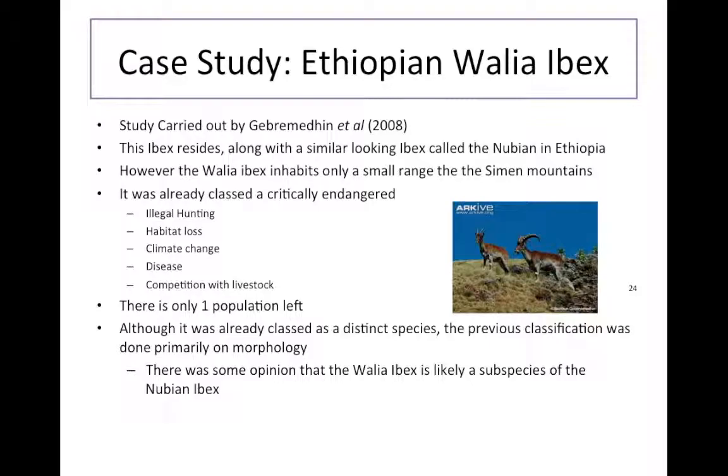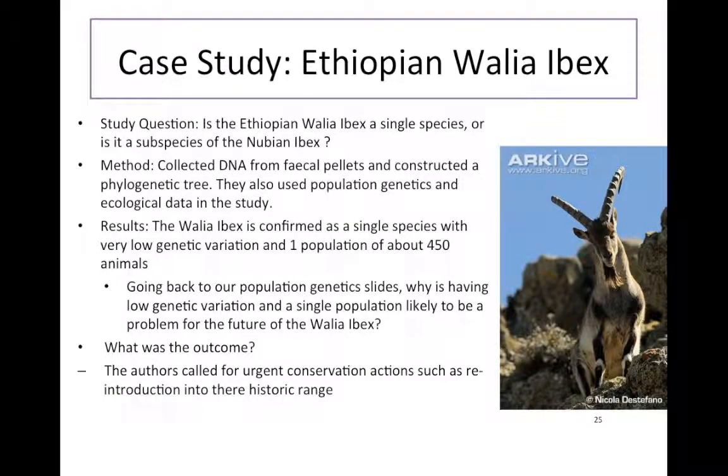Although it was already classed as a distinct species, the previous classification was done primarily on morphology. And I've already mentioned there was some opinion as to whether the warrior ibex was actually a subspecies or not. So they needed to take a look at that as far as conservation efforts go, because that's quite a dire situation to be in with one population left. So is the Ethiopian warrior ibex a single species, or is it a subspecies of the Nubian ibex?